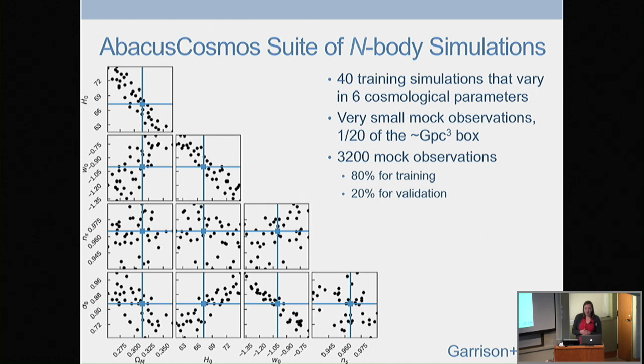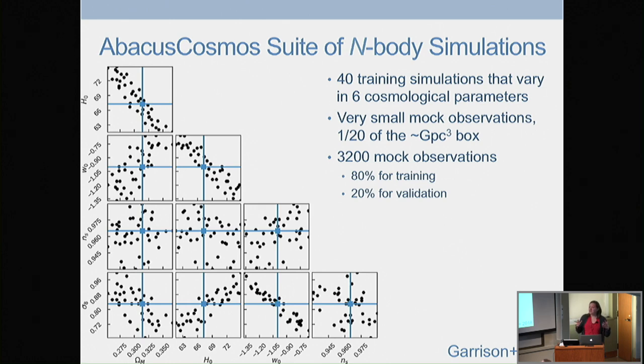For this work, I'm using the Abacus Cosmos suite of simulations. There are 40 training simulations that vary in 6 cosmological parameters. On the left-hand side, what I'm showing you here is the black points, those simulations in that parameter space. I'm going to divide it up into very small mock observations, about 1/20th of the gigaparsec cubed box. I'll reuse pieces, so I've got 3,200 mock observations. 80% of them will train my machine learning model, and I'll set aside 20% for validating the model.